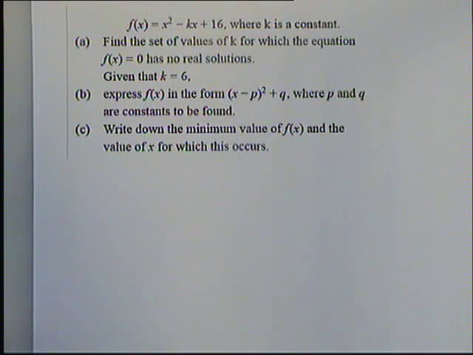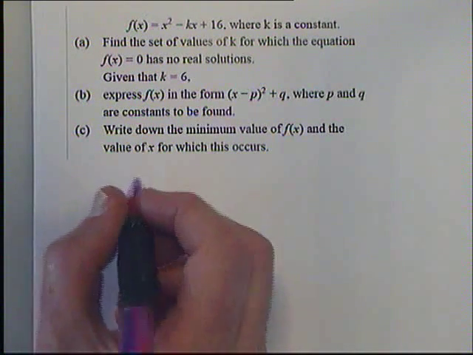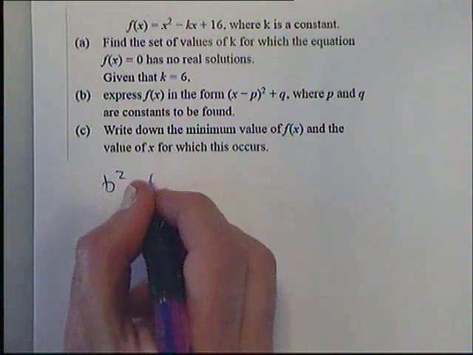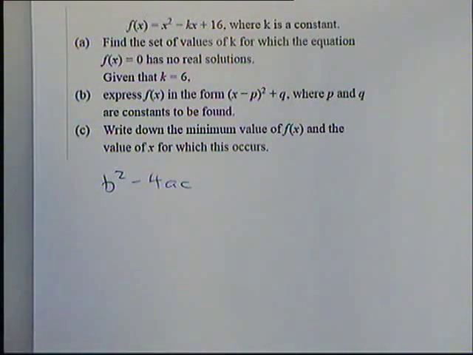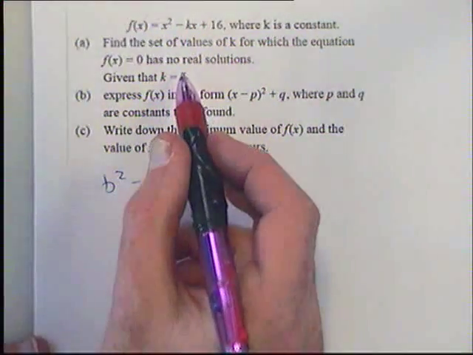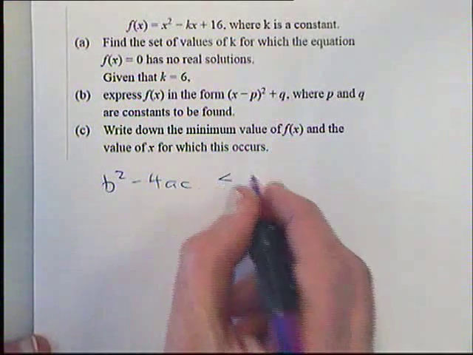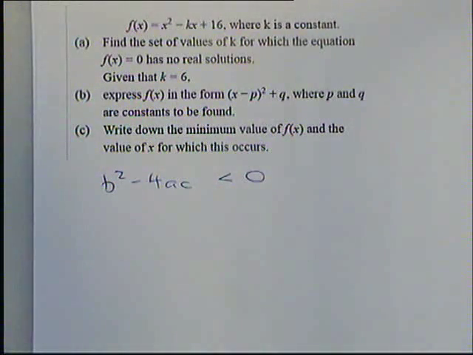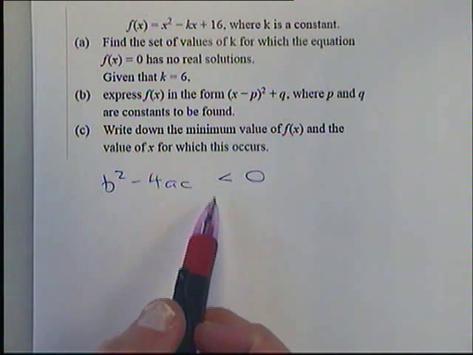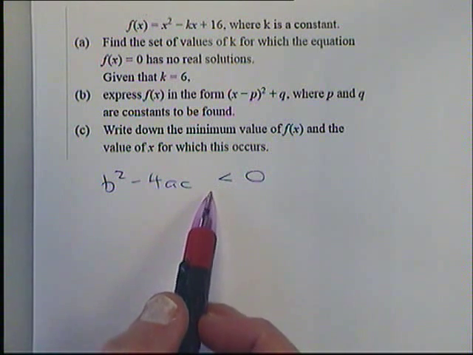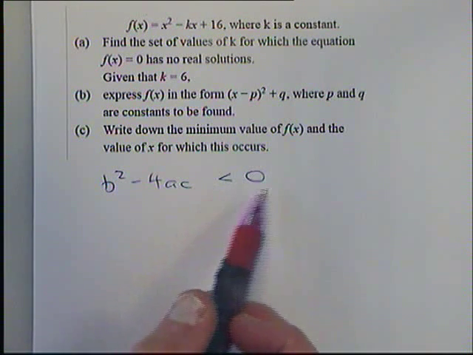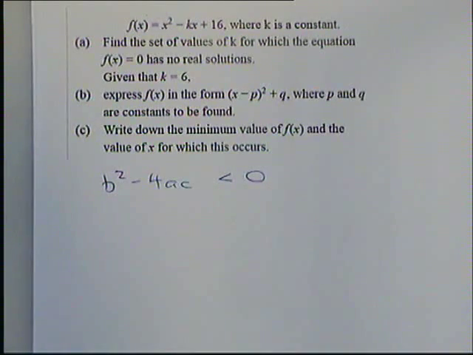Can anybody tell me what that thing will be? Yes? Yeah, brilliant, thank you. The discriminant, the b squared minus 4ac. No real roots means it is less than 0. If it had 2 real roots, greater than 0, 1 root equal to 0, no roots less than 0.